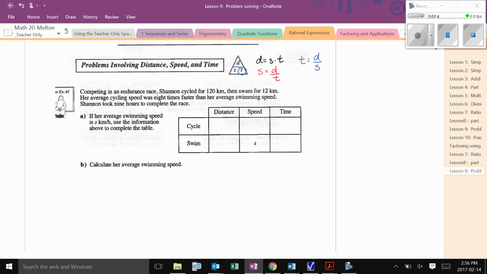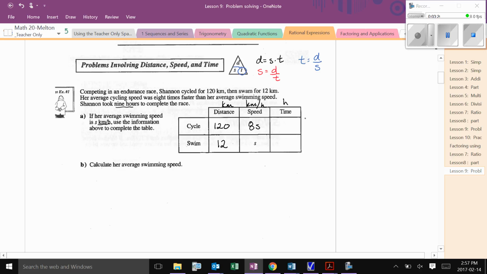So going through this, we've got Shannon cycling for 120 kilometers. So let's just write that right into our table. Distance recognized as kilometers, speed right here is saying kilometers per hour, and time is in 9 hours. And then her swimming, she has swam for 12 kilometers. So speed, they have defined speed, or your variable S, is the speed of her swimming. And cycling 8 times faster than her swimming speed. So if S is her speed swimming, then 8S is going to be her speed cycling.